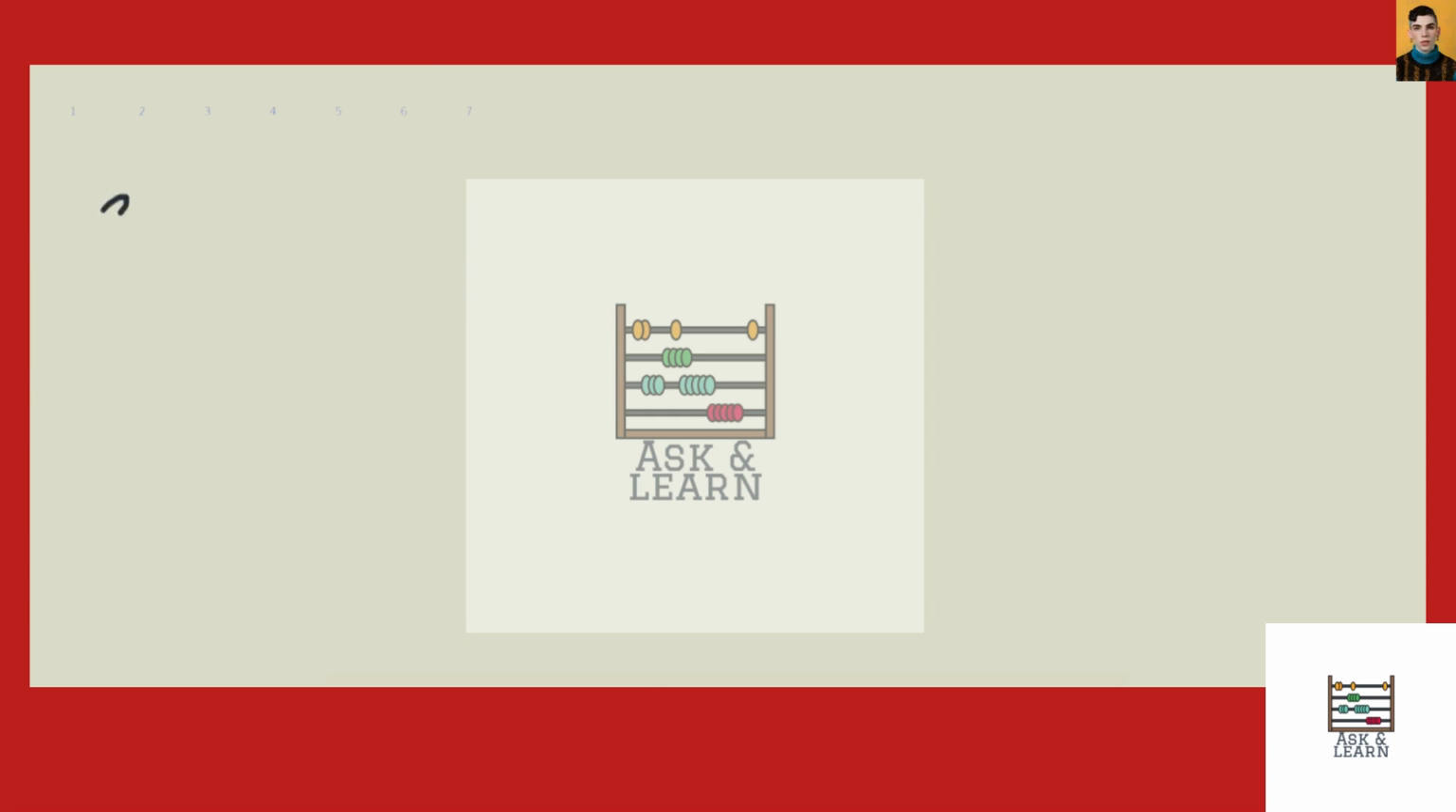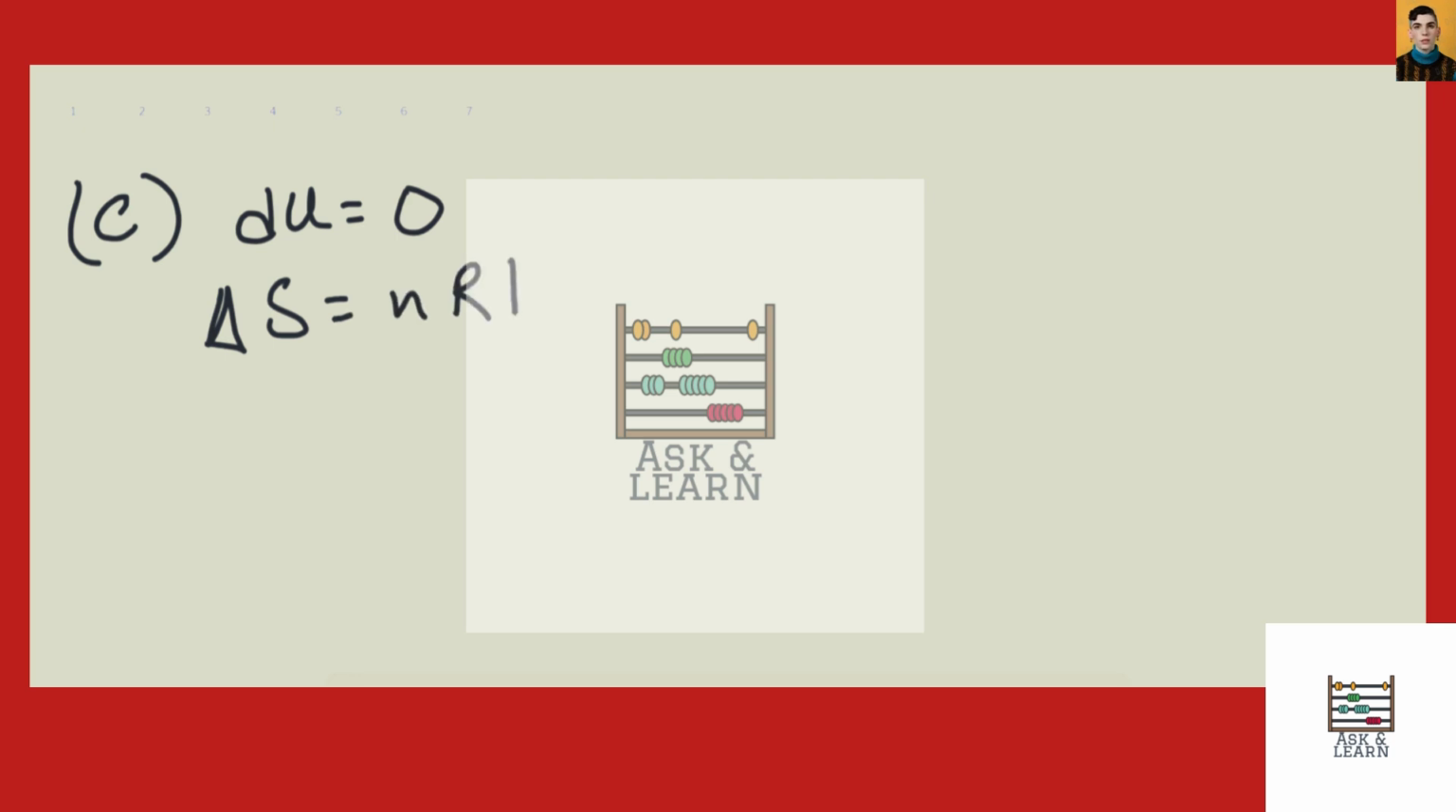Next, moving towards option C. For an isothermal process, change in internal energy is 0. As we have shown, dU will be equal to 0. So calculating, delta S equals nR natural log V2 divided by V1. Here, S is entropy, n is the number of moles, R is the universal gas constant, V1 and V2 are the initial and final volumes, respectively.